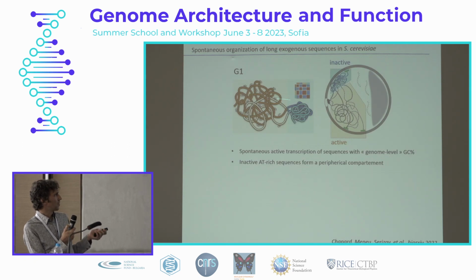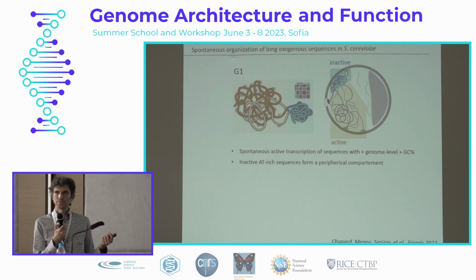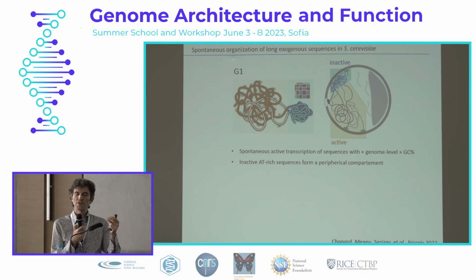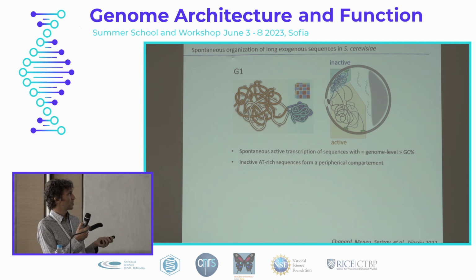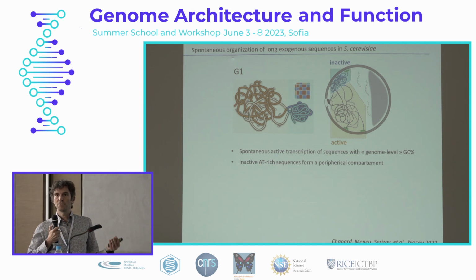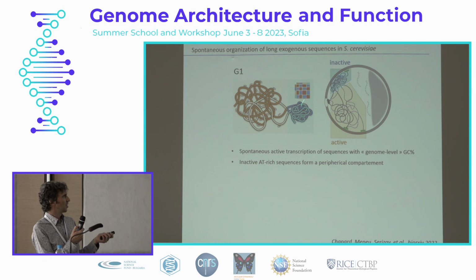So to conclude, we have two kinds of DNA sequences. When we introduce a sequence which is at a GC level more or less similar to the native GC content, it is spontaneously treated, and we can predict it using neural networks, like a native host chromatin, and it's going to be active, transcribed, etc.